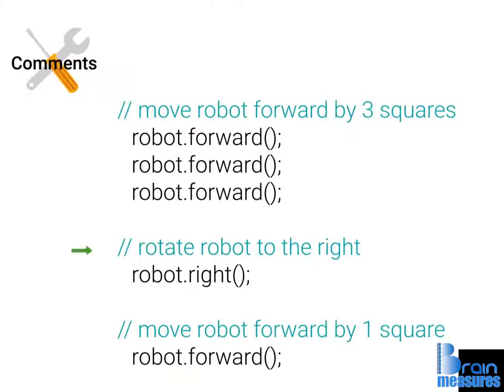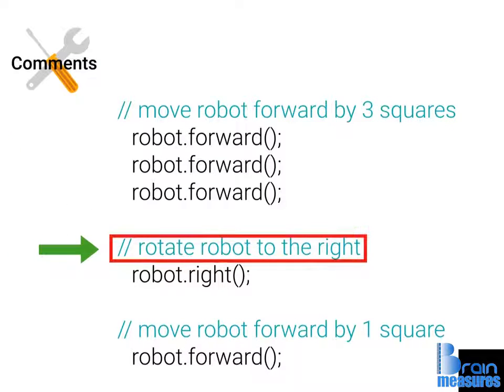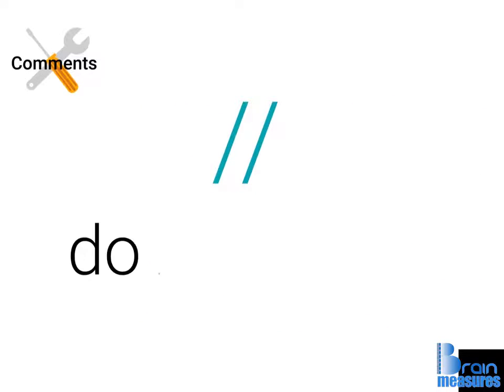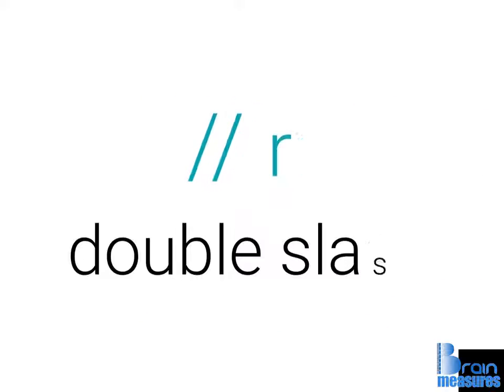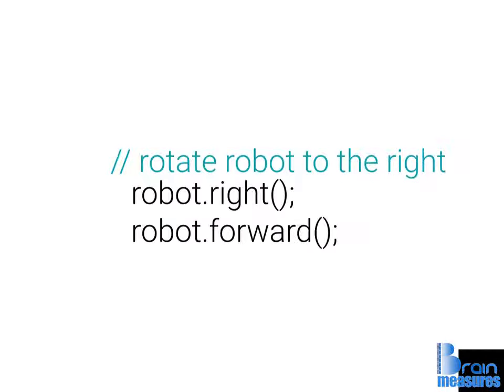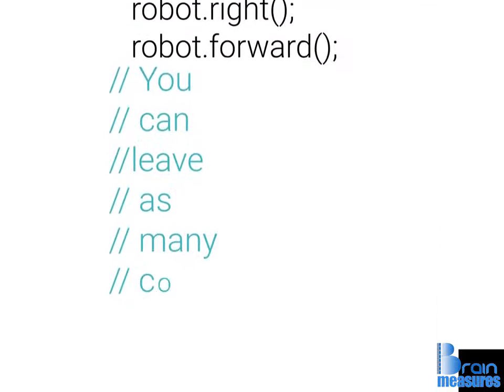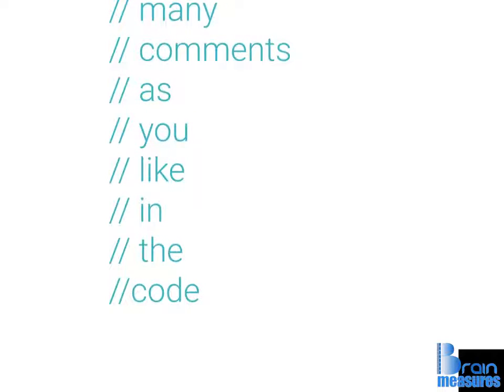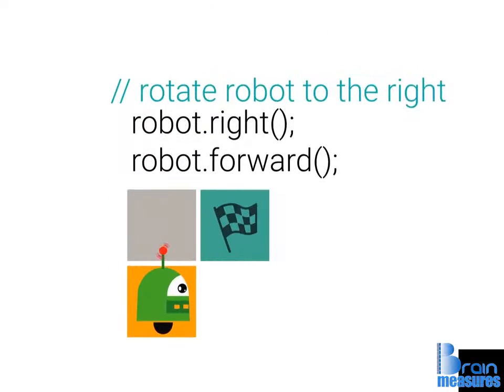Comments enable us to better understand the functionality of a certain piece of code. A comment always starts with a double slash. Then, you can put any text on the rest of the line. It will not affect your code in any way. You can leave as many comments as you'd like in the code. Comments do not affect a program's execution.